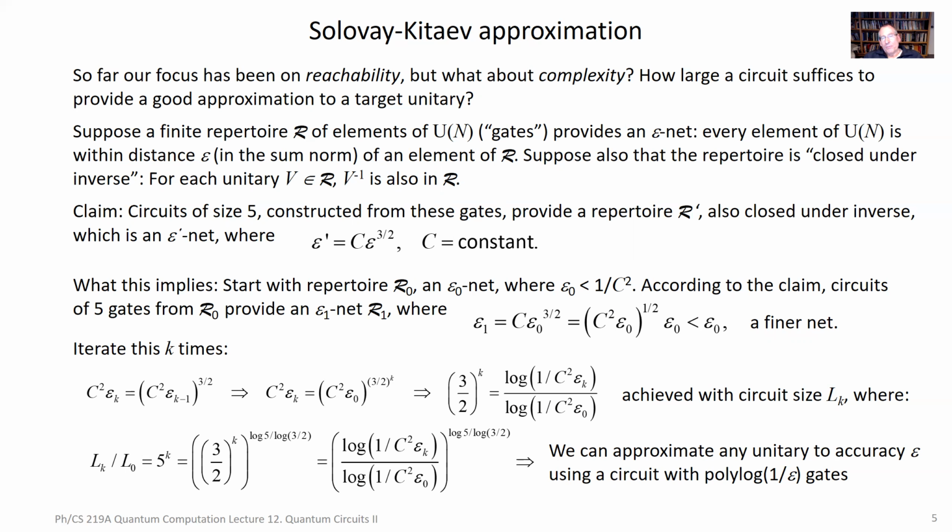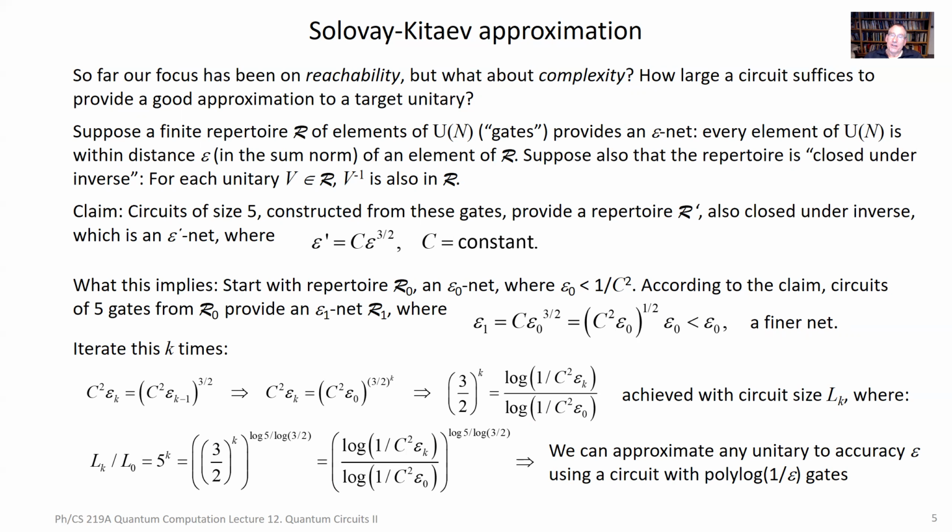Well, now I want to talk about not just whether we can get as close as we want to some target unitary transformation, but also how large a circuit it takes to get there. What's the complexity of approximating some unitary? How large a circuit does it take to get a good approximation to some specified element of the unitary group? And we're going to see that there's a nice algorithm that tells us we can do that pretty efficiently.